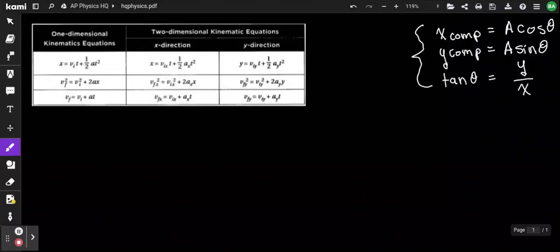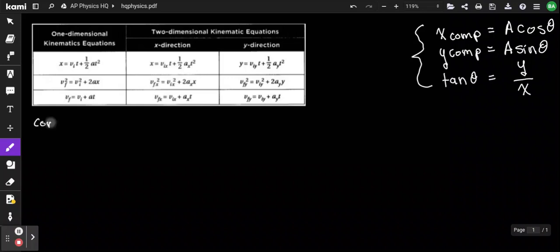As you can see, this chart shows the conversion of our 1 dimensional kinematic equations into 2 dimensional kinematic equations. And what's actually really simple about this is the equations are the same for both x and y. However, they're separated into their components so that the velocity, displacement, and acceleration are different and independent of each other.